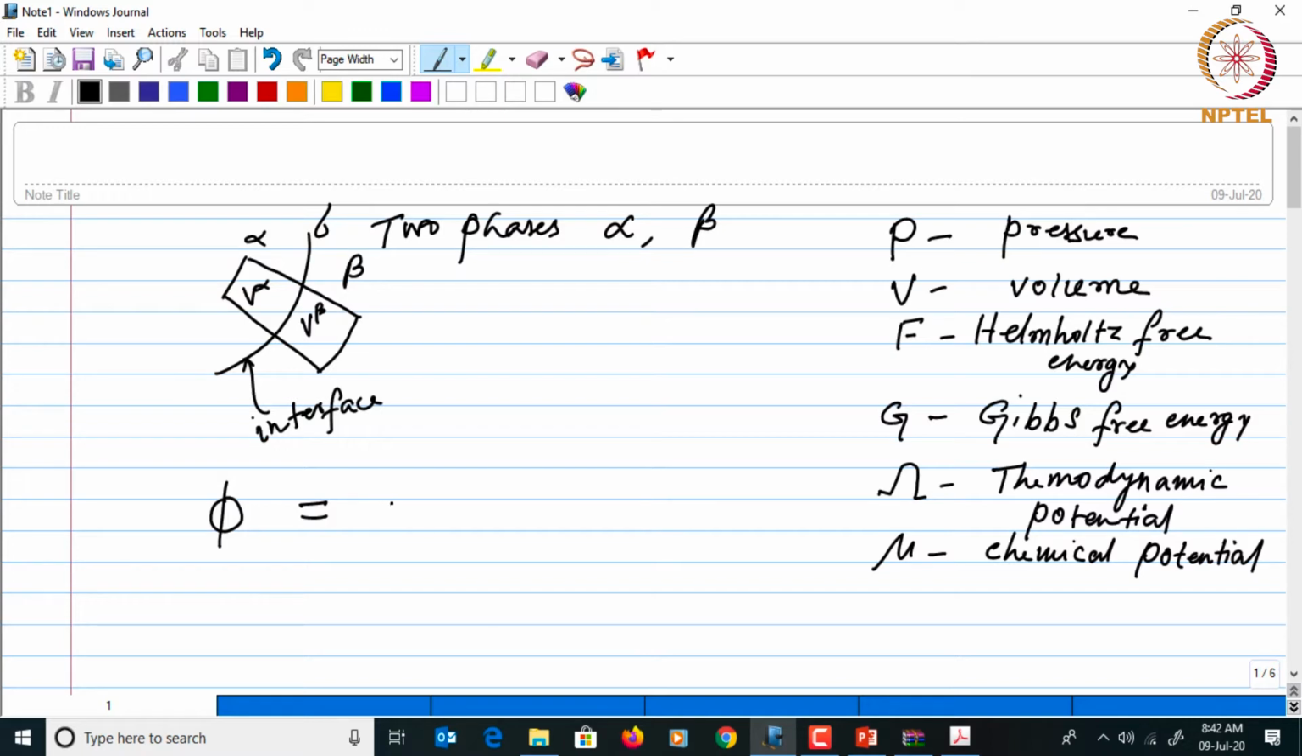So therefore this will be given as phi for alpha, phi for beta, and that for the interface sigma. Okay. Now these two terms that we have here, Gibbs free energy and Helmholtz free energy, let us define these two terms and then we'll proceed to the curved interface.